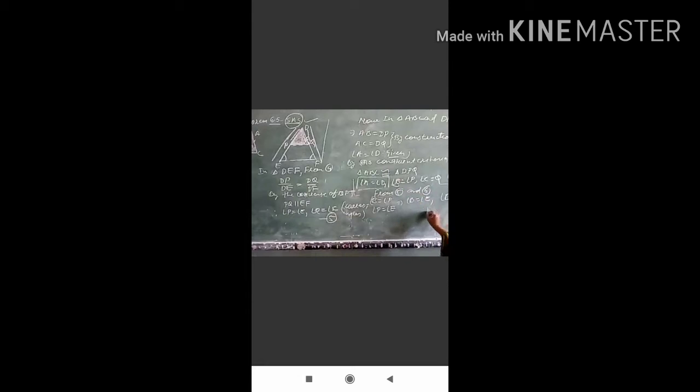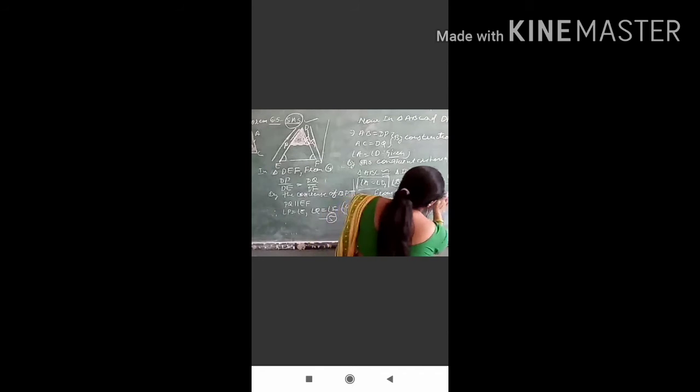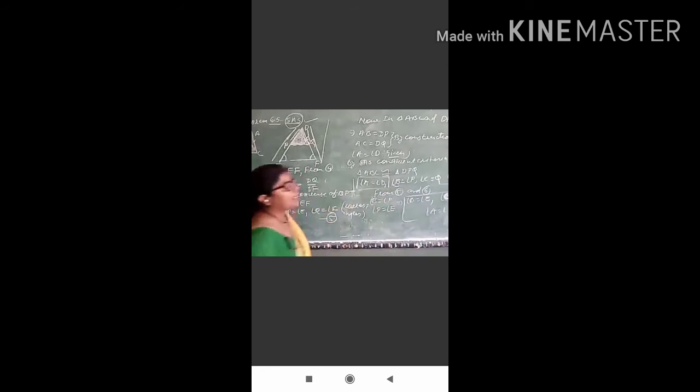And angle A is equal to angle D. Angle A is equal to angle D, angle B is equal to angle E, and angle C is equal to angle F. We got it. So now in triangle ABC and triangle DEF, by the AAA similarity criteria, both triangles are similar. Hence proved.